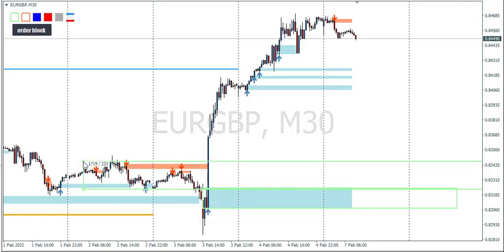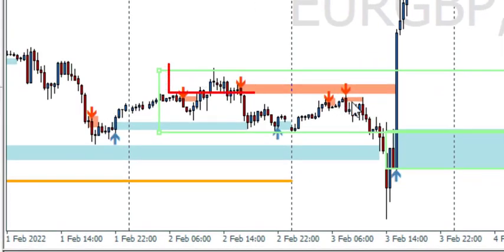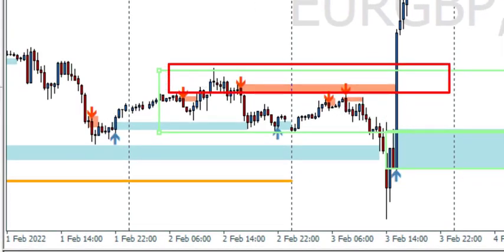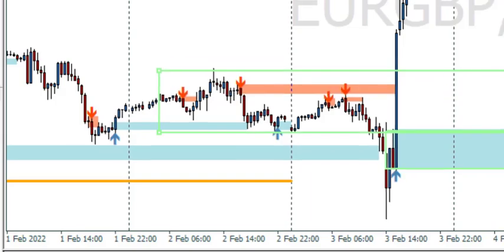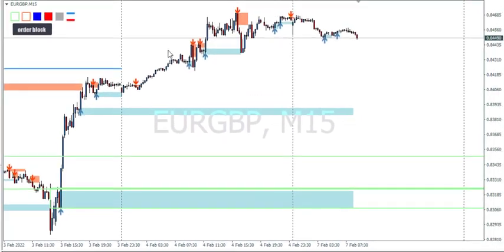We'll slightly adjust the rectangle to include this high, this is to include the breaker block here. Don't worry about it, we have our second indicator which automatically draws them. We will dive into them in a separate video.